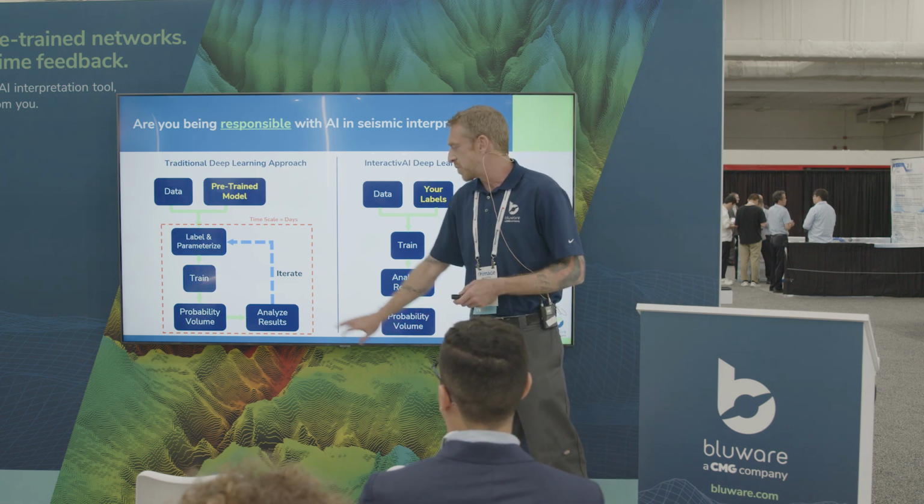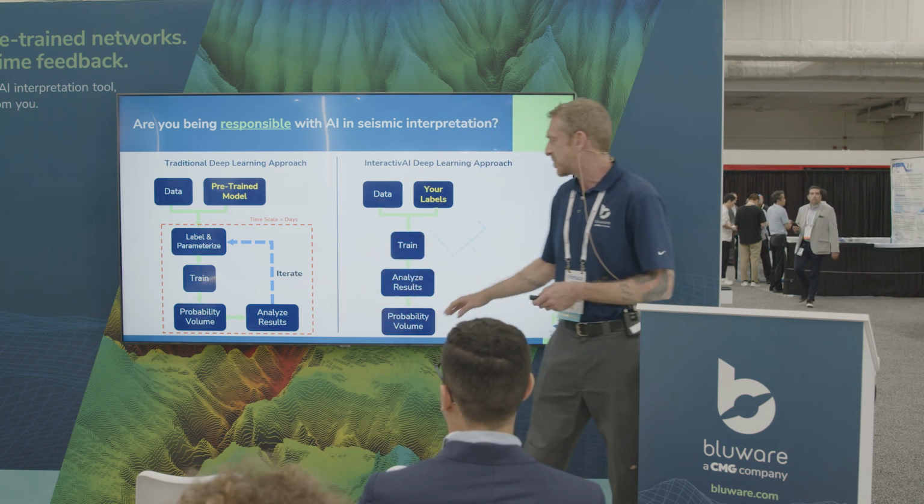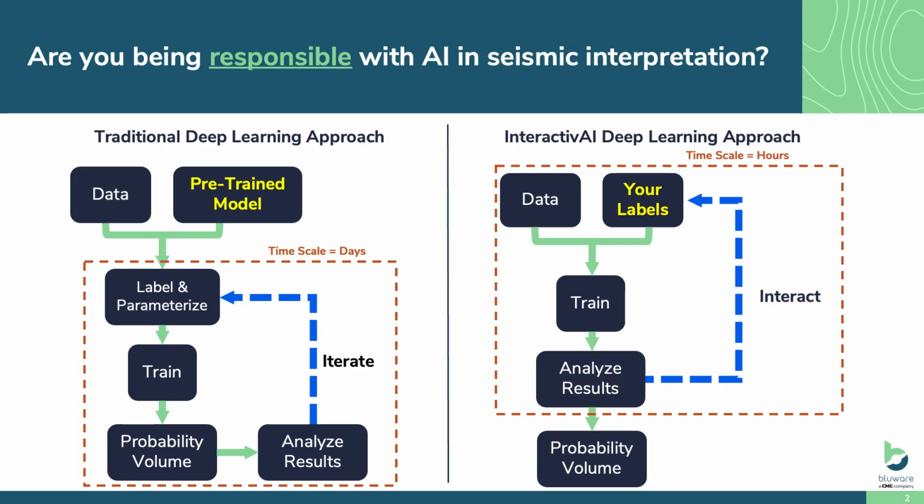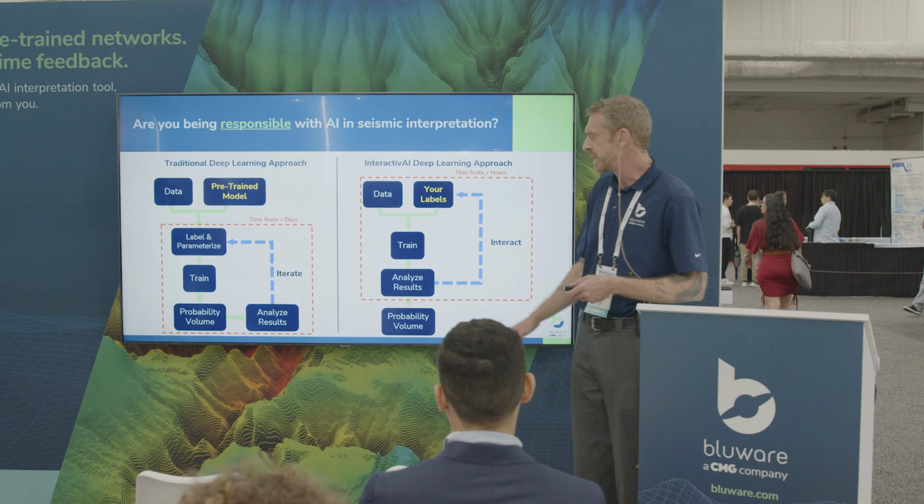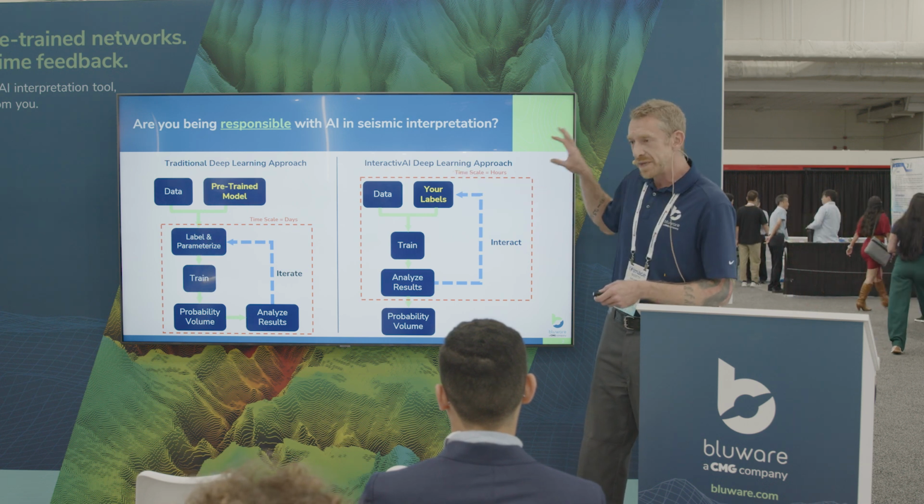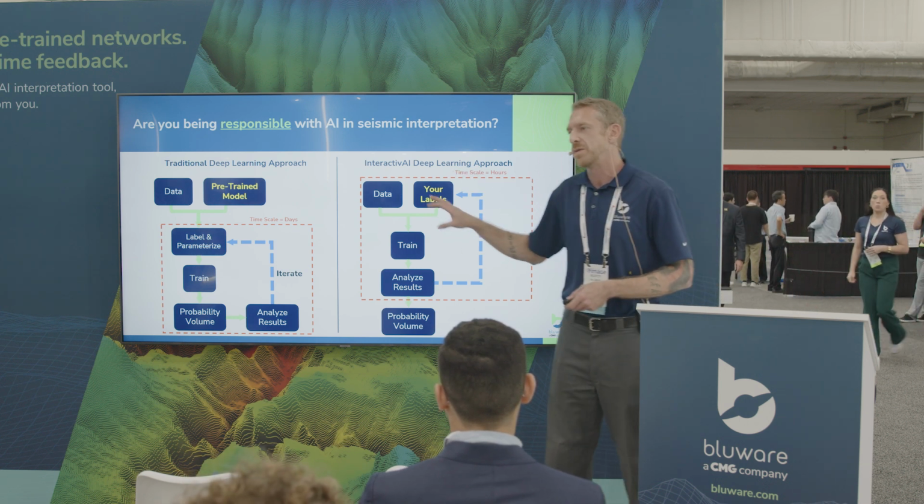So what this means is we're moving from an iteration stage to an interaction stage, where you're interacting with the network as it's training, using your own experience and the labels to steer the network in the right direction. Only after we've analyzed the results and we're happy with them do we generate a permanent probability output. So the time you spend with interactive deep learning is more on the scale of hours rather than days or more.